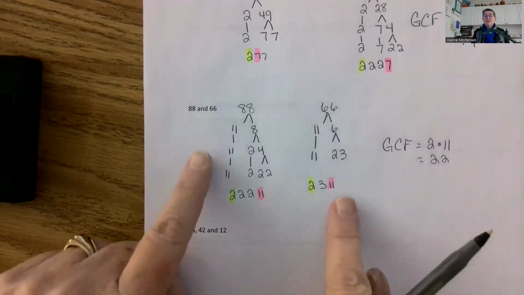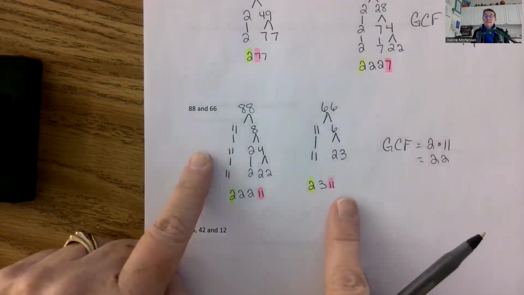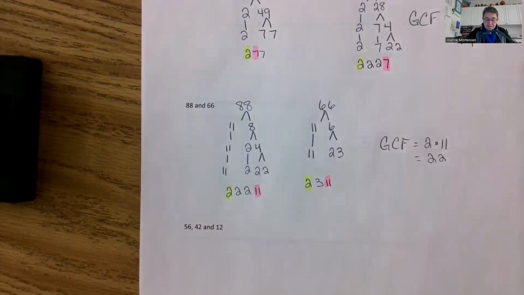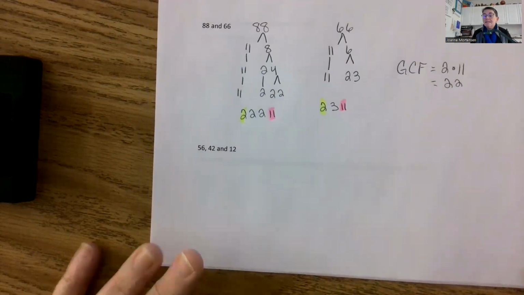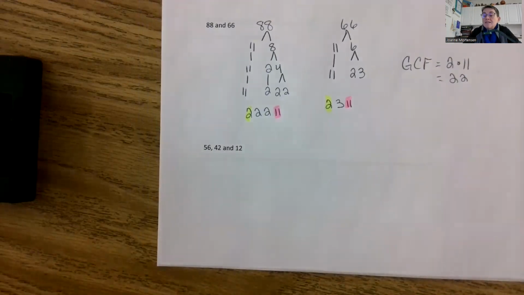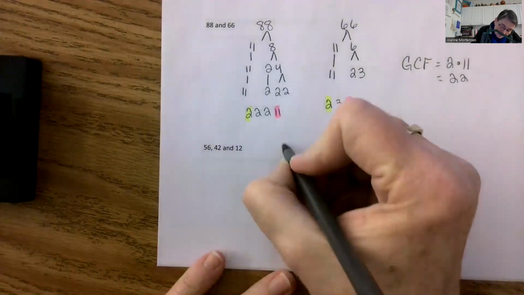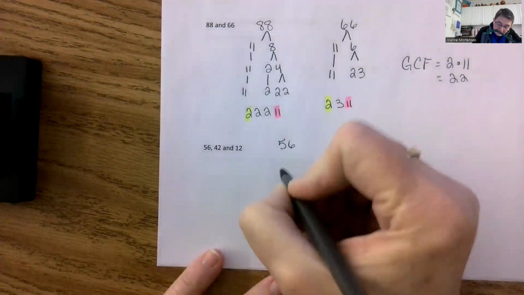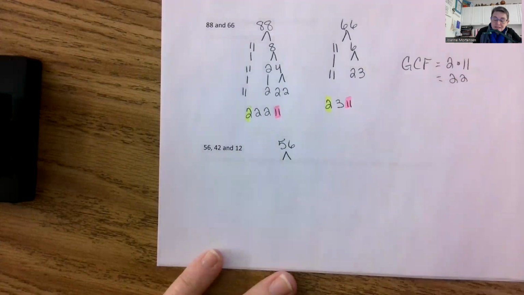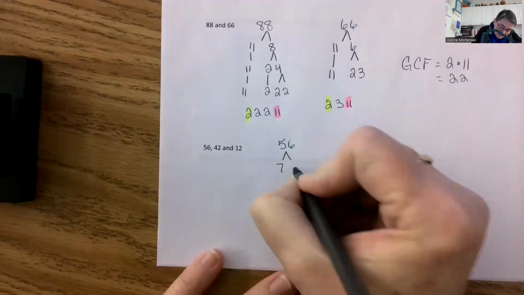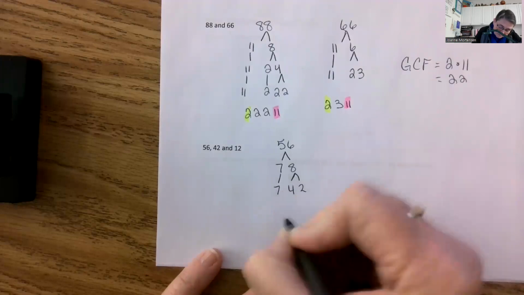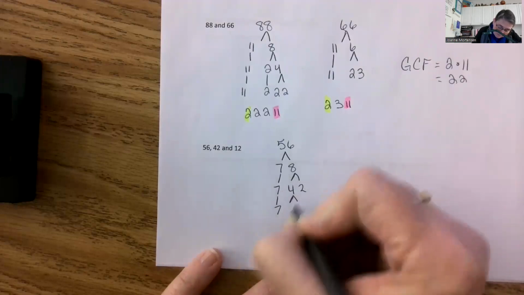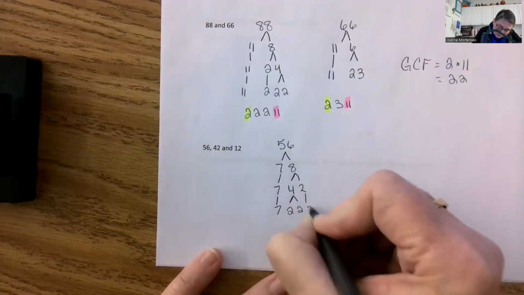So trust your prime factorization. Don't necessarily trust your brain. All right, last one. What? Yes, you can do the greatest common factor of 3 numbers. And you know what? It's exactly the same at the start. So 56, and I now know, because we did it a little while ago, it's actually 7 times 8. So 7, 4 and 2. 7 comes down, 2, 2, 2. Done.